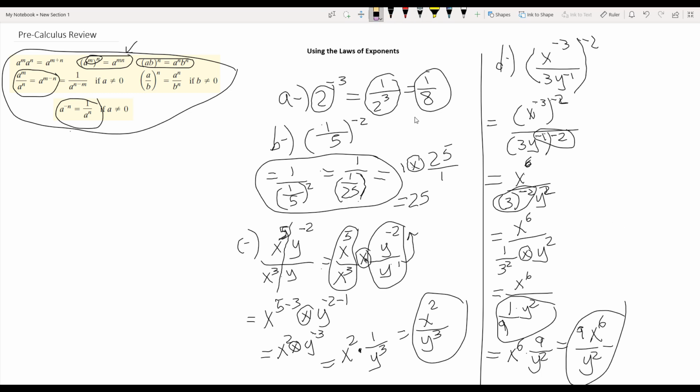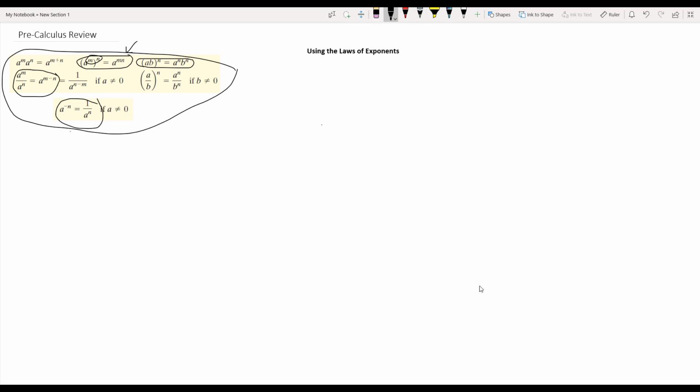Alright, so let's continue with some exercises. Let's say that we have 3 to the negative 2 and all of that to the negative 1. Well, remember what we did before here?